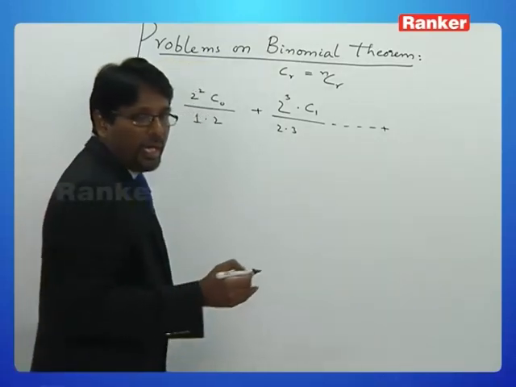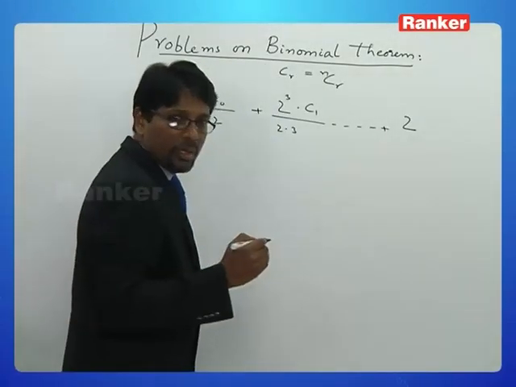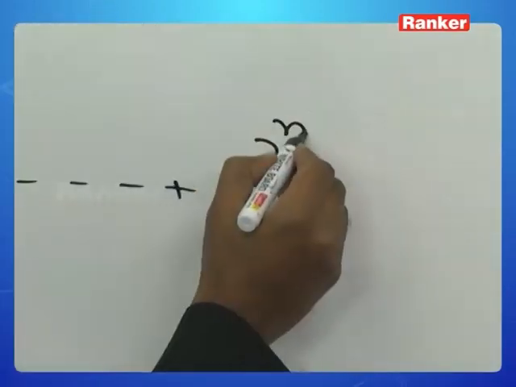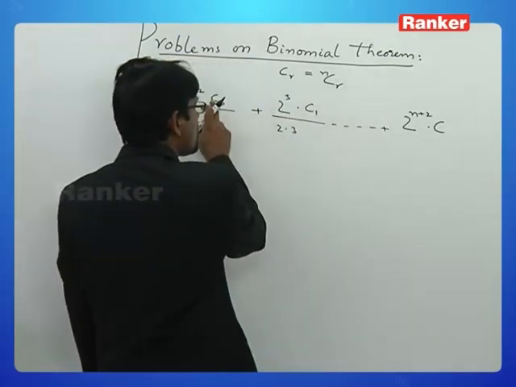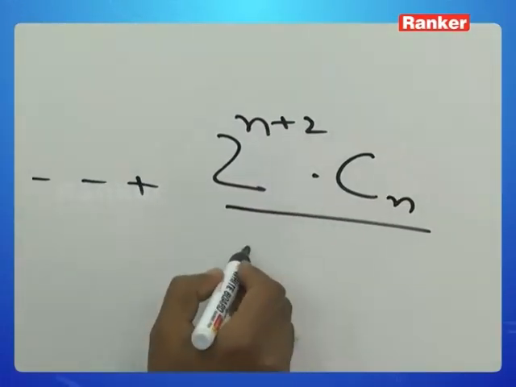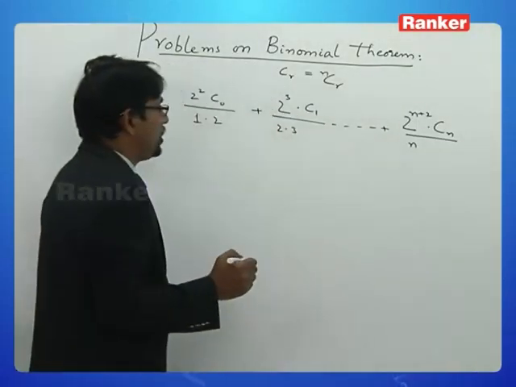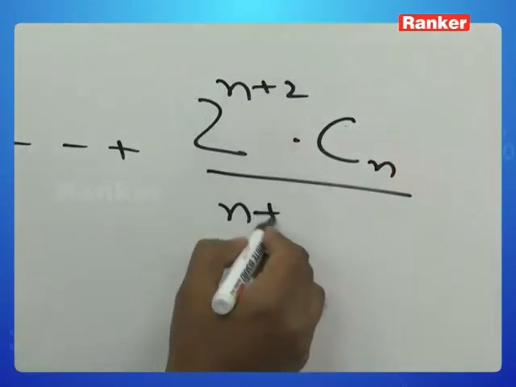What is the nth term here? 2 power n plus 2 into Cn. That is the n plus 1th term because you are starting from 0 here. So Cn by n plus 1 into n plus 2.